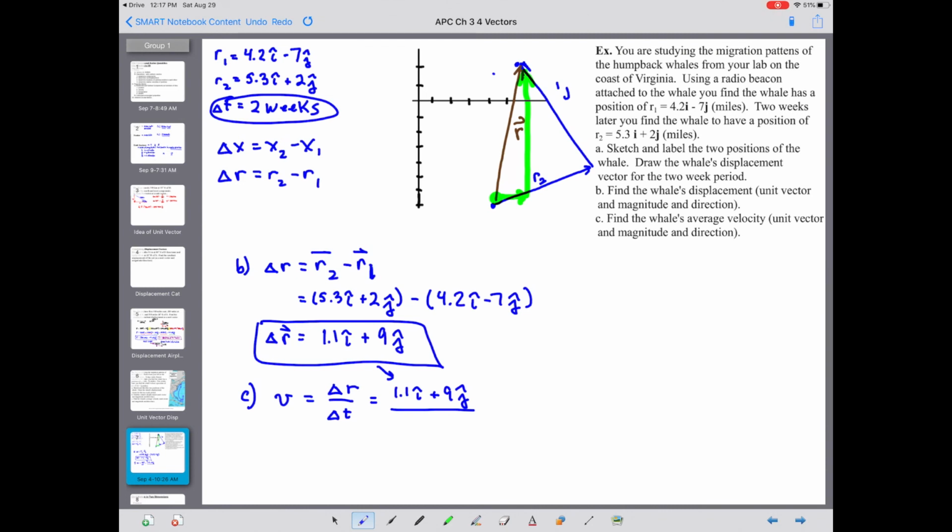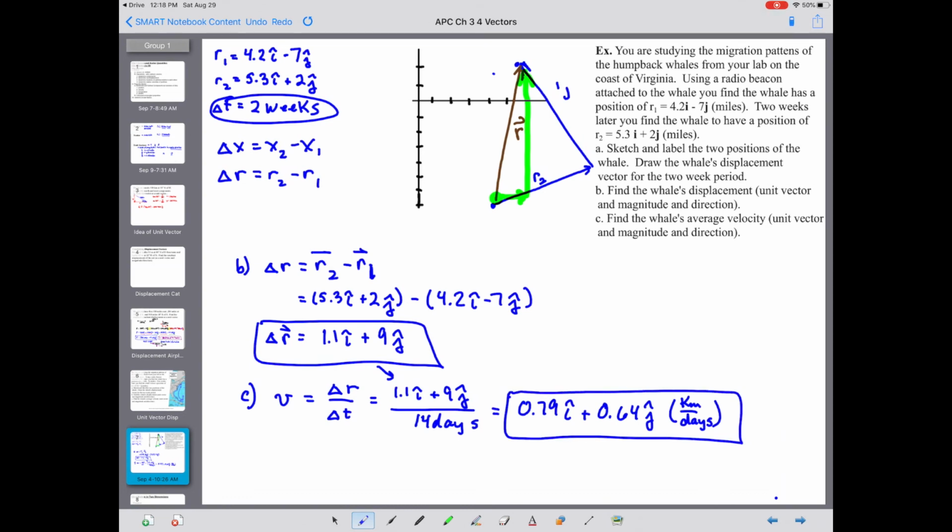I think just for logical analysis, I'm going to convert that to days, and then we can express our answer in kilometers per day. If you left it in weeks or changed it to something else, it would still be equivalent. So 2 weeks, that would be 14 days. So then if we divide that, we're going to get 0.79i plus 0.64j. That's our answer, and then on a unit vector to express the units, you'll put just in parentheses afterwards, in this case, kilometers per day.